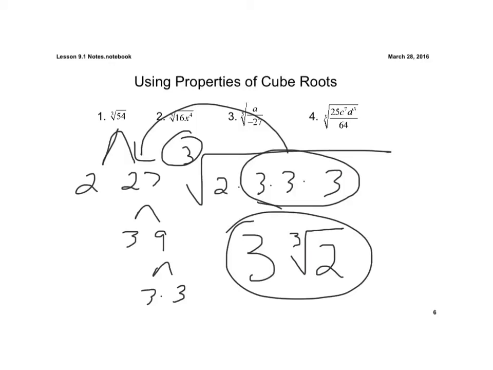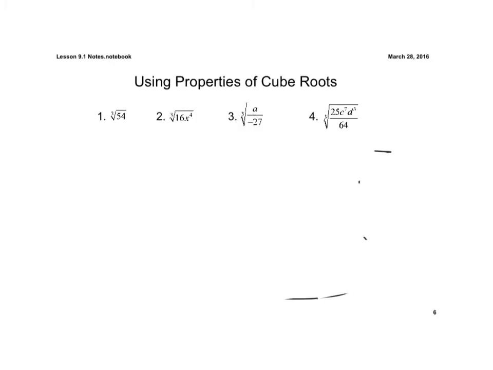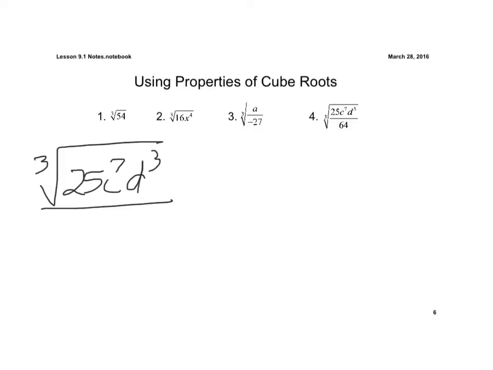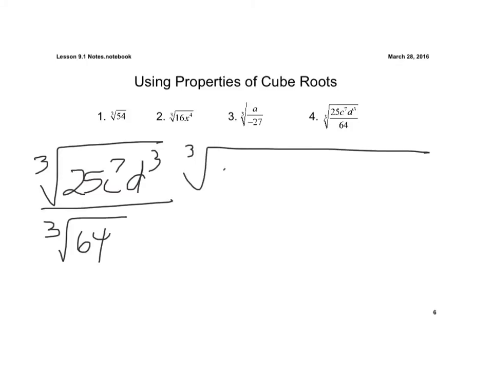Now we're going to go ahead and just skip right to number 4. And again, we're going to break this up, first of all, into the cube root of 25 c to the 7th d to the 3rd all over the cube root of 64. Now, we're going to rewrite this. So this is the cube root of 25 is 5 times 5, and then we have c times c times c times c times c times c times c times d times d times d.